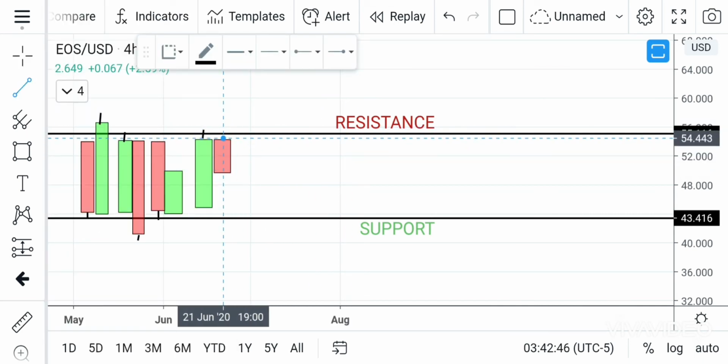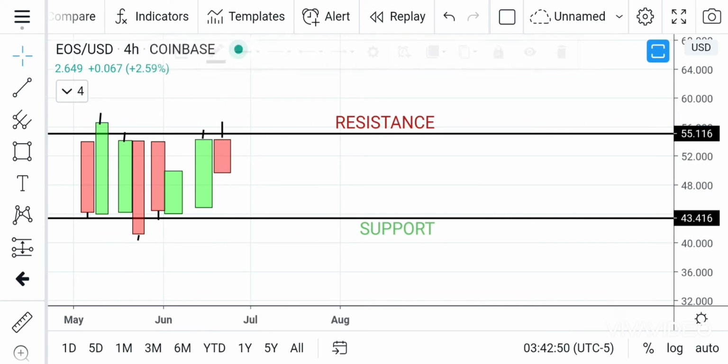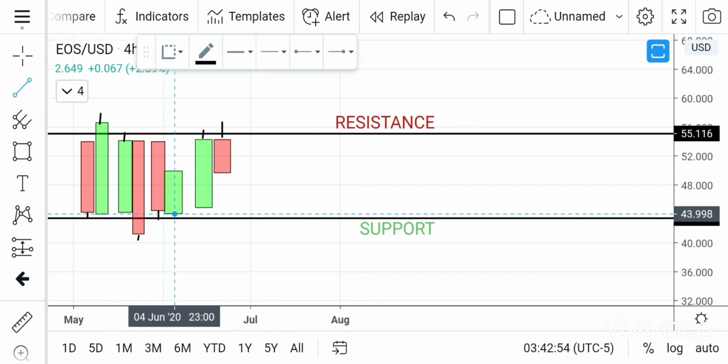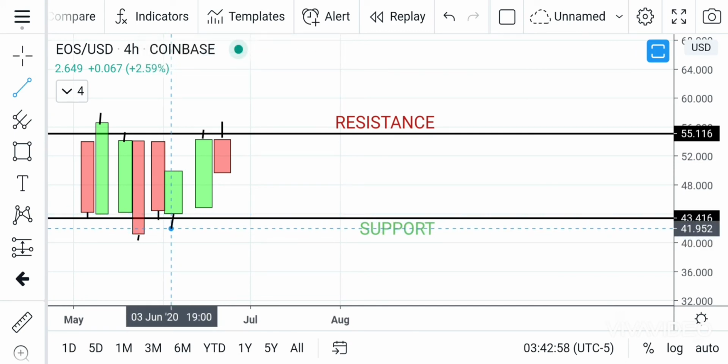So that is how it forms on your chart. So the next candlestick pattern I'm going to talk about is the Amma. So the Amma forms like this on your chart.